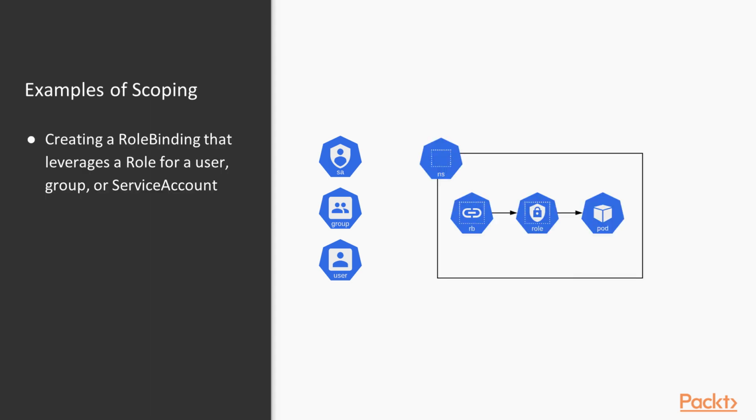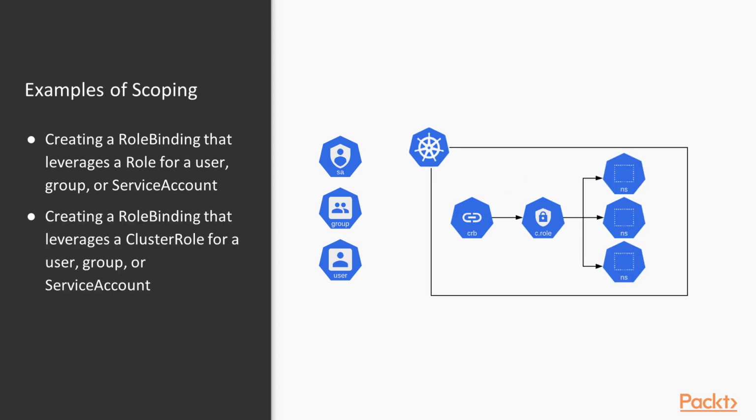First, we'll talk about creating a role binding that leverages a role for a user, group, or service account. You can see our user objects on the left, and on the right-hand side, there's a namespace, and within that namespace, you'll see a role binding that is associated with a role that grants access to a pod. The service account, group, or user would be incorporated into that role binding, which tells Kubernetes, allow this group, user, or service account access to this resource based on the role provided.